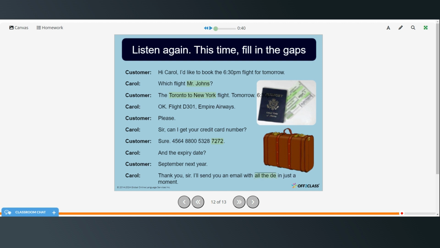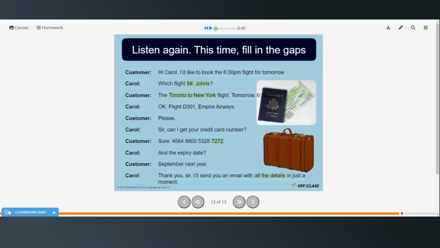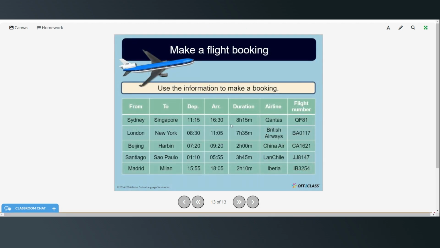All right, so now use this information to make a flight booking. You can use this as a guide. If you want to know how to write your dialogue, you can use this one as a guide, but substitute one of these flights and the time, airline, and flight number for the information that's given. So just do that as practice. Write a little dialogue between the person making the booking and the person traveling.